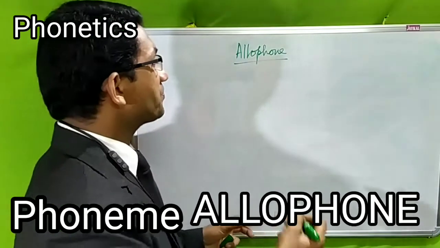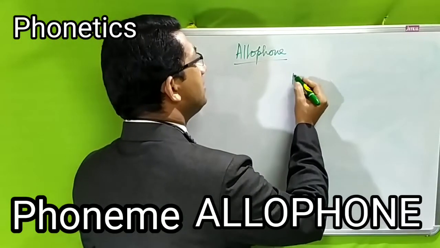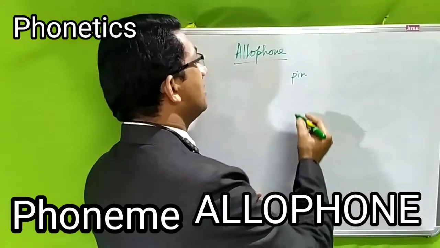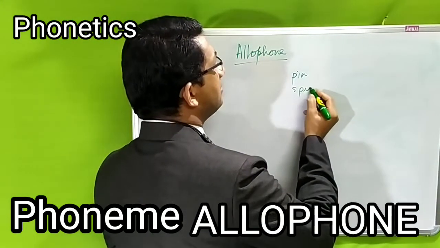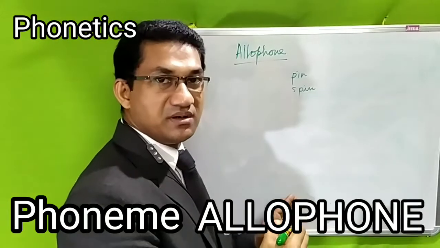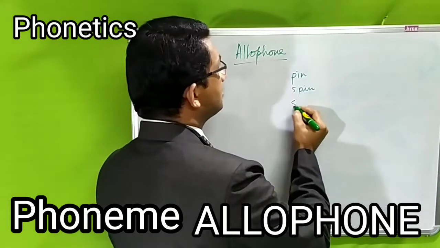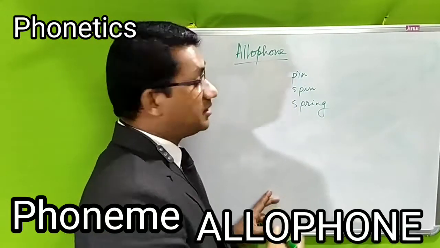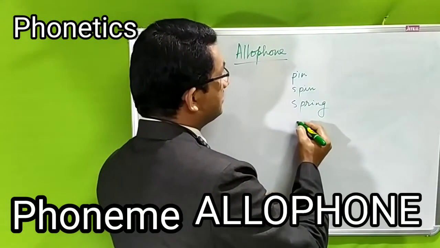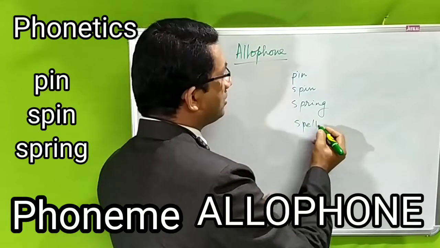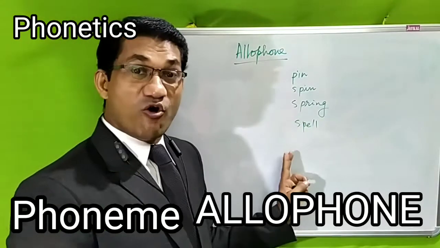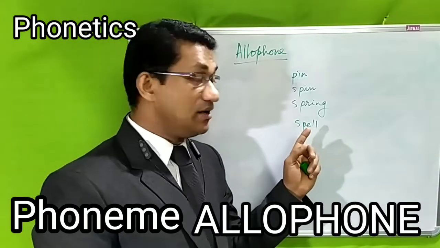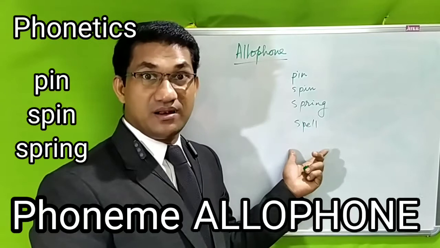So we have a word like pin. Pin is the first word. Next word is spin. Another word is spring. Yet another word is spell. Okay, so we have four words here on the board: pin, spin, spring, and spell.